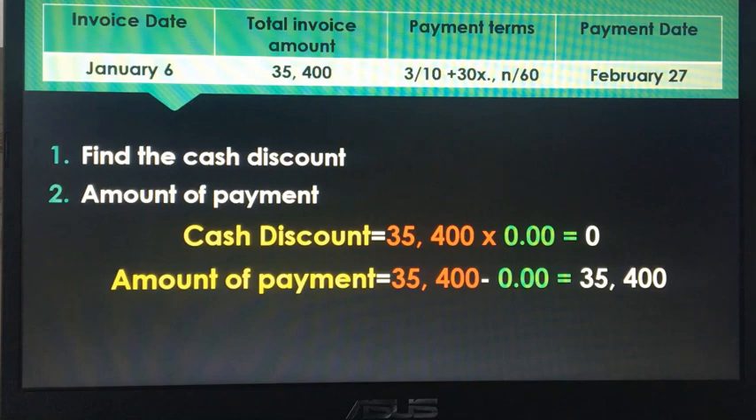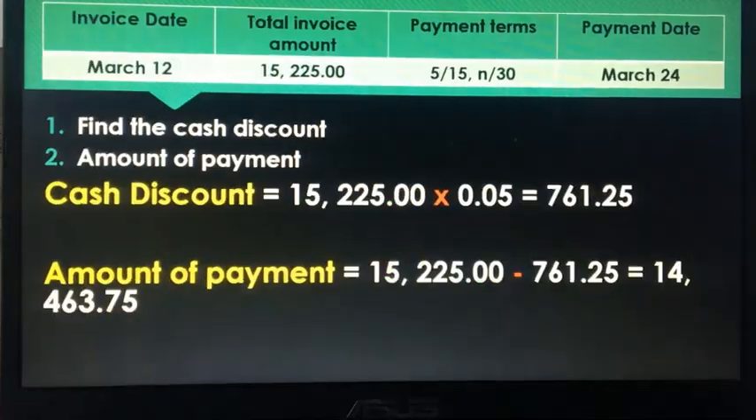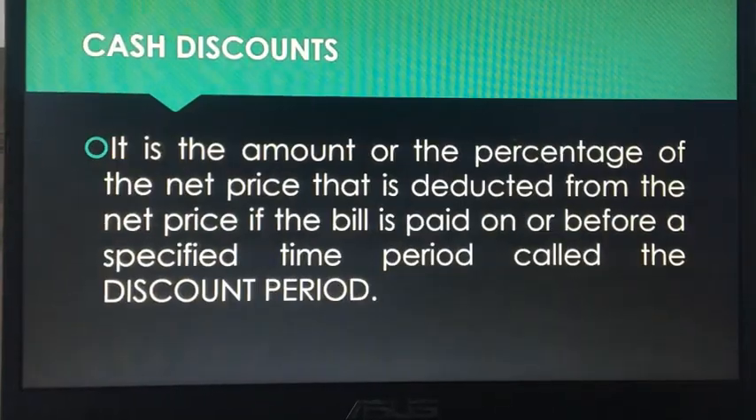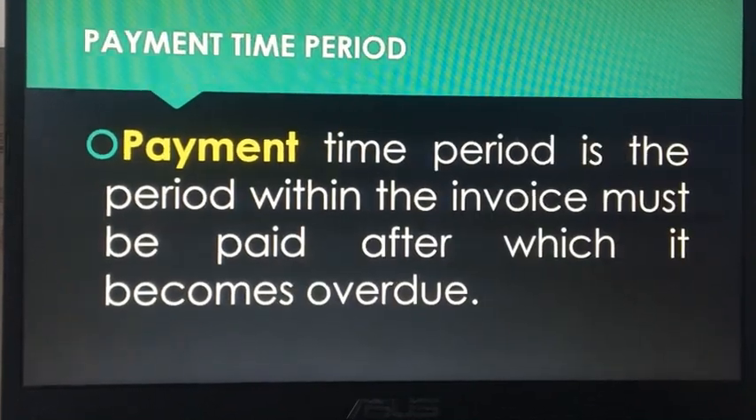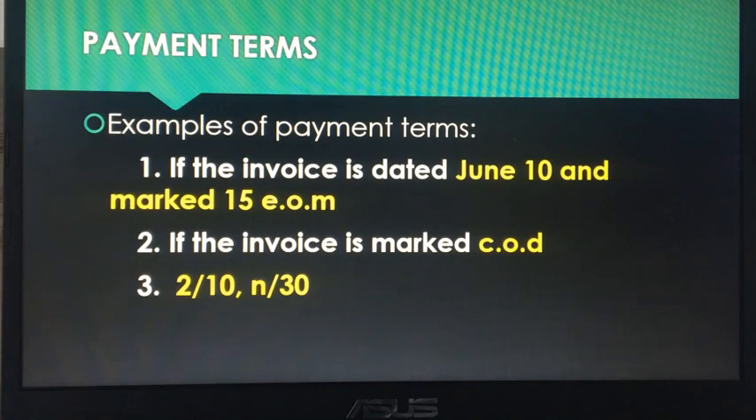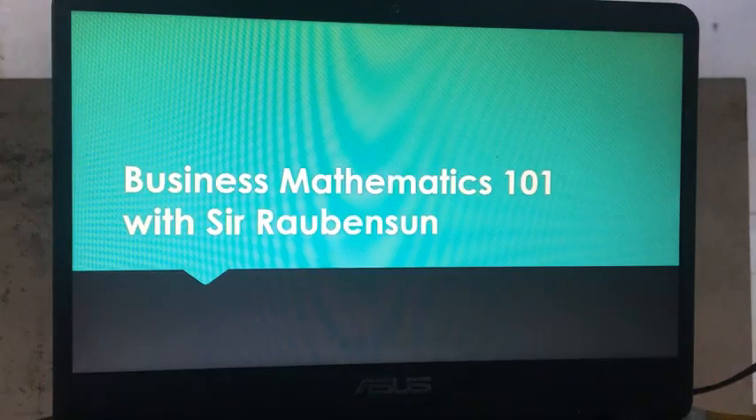That's how everything works in the business industry. That's how we interpret the payment terms and so on and so forth. So that ends my video for today. As a summary, we've learned a lot of things, especially the invoices, payment time period, and of course, the payment terms. If you still have a hard time with this, I still have another video for you.